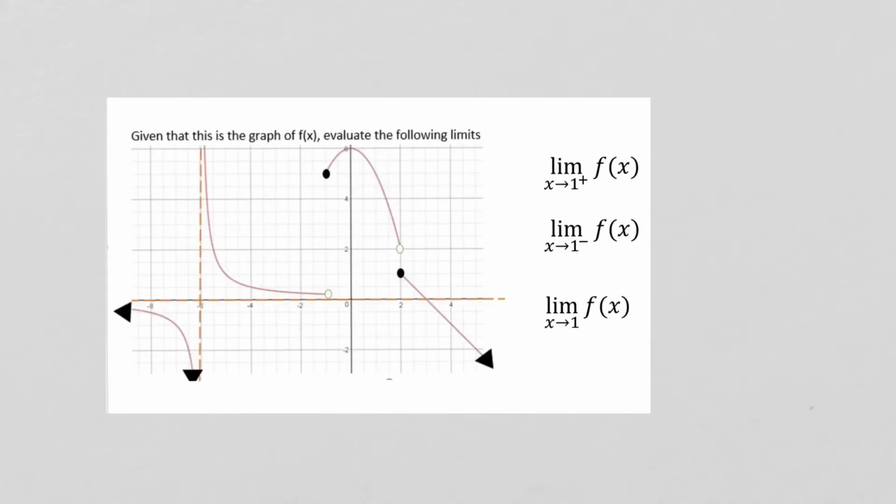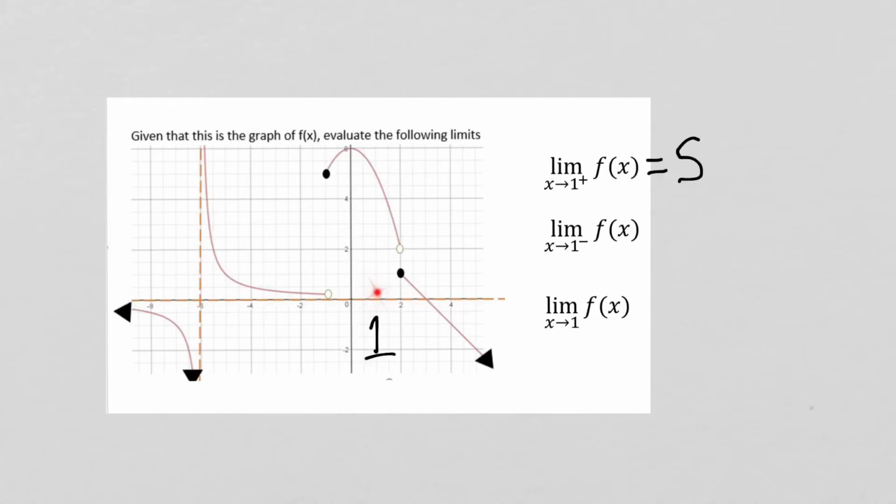Here's a nice crazy piecewise graph, and we're going to find the limit as x approaches 1 from the right, 1 from the left, and from both sides. We're going to go to x equals 1, which here's 0, so this must be x equals 1 right here. And then this would be x equals 2. I'm going to approach x equals 1 from the right-hand side along the graph. As I approach x equals 1 from the right, it seems like I'm approaching y equals 5. So I'm going to say that this is equal to 5.